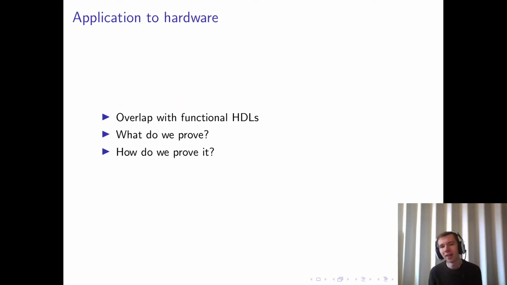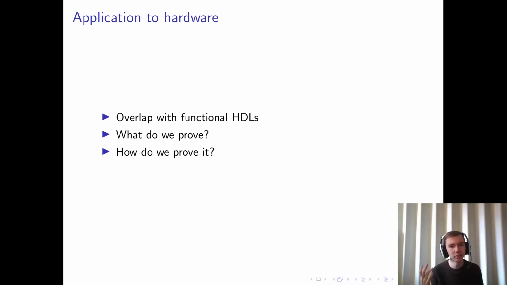But now that we have a general overview of refinement typing, how do we apply it to hardware? Well, admittedly, there is some great overlap between refinement types and functional HDLs, and as such we'll be using a functional HDL for the rest of this talk. But even so, the properties we wish to prove are very different. In software it's common to do bounds checks or totality checks, but in hardware this is rarely the case.